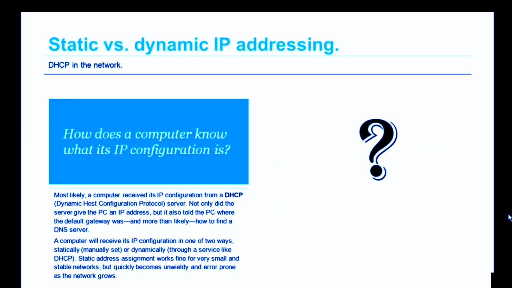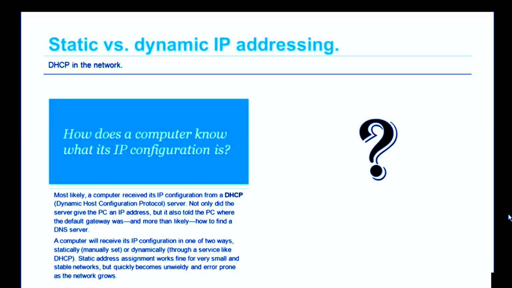So how does a computer know what its IP configuration is? Well, more than likely, a computer received its IP configuration from a Dynamic Host Configuration Protocol server. Not only did the server give the PC an IP address, but it also told the PC where the default gateway was, and more than likely, how to find a DNS server. A computer will receive its IP configuration in one of two ways, either statically, which means manually set, or dynamically, which means through a service like DHCP.